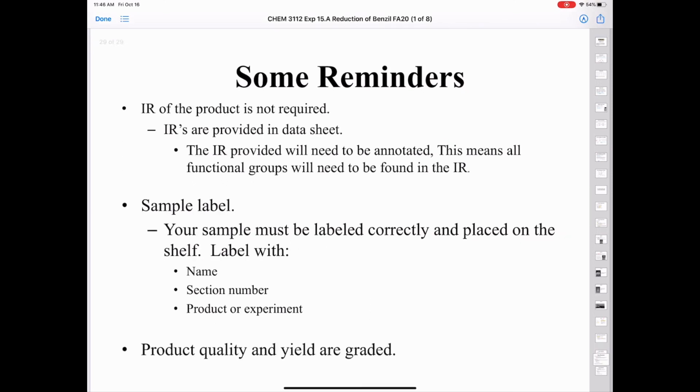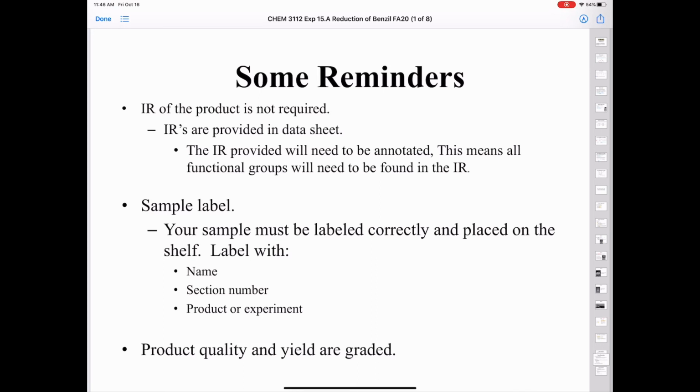As always, you don't have to run the actual IR on your product. We provide the IR in the data sheet. And you can write in your summary as if that IR was run by you. You can say, my IR, I see these signals and these signals are gone, or whatever. Remember to annotate the IR completely. This means that functional groups have to be found in the IR and annotated.